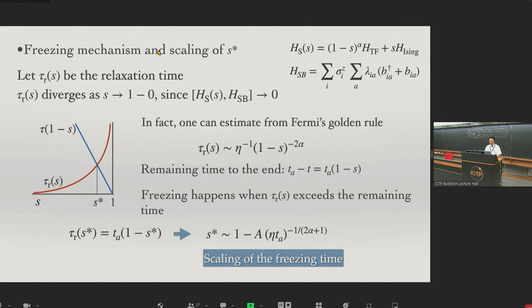Next, we develop a scaling theory regarding the freezing time, s star. So let tau r denote the relaxation time of the system. This relaxation time diverges as the time goes to one, because the system Hamiltonian and system-bath coupling commute at s equal to one in our model. Because the system-bath coupling includes sigma z, a longitudinal spin. And the Hamiltonian at s equal one is given by Ising Hamiltonian only. Ising Hamiltonian and the system-bath coupling commute. That's why the relaxation time diverges as s goes to one.